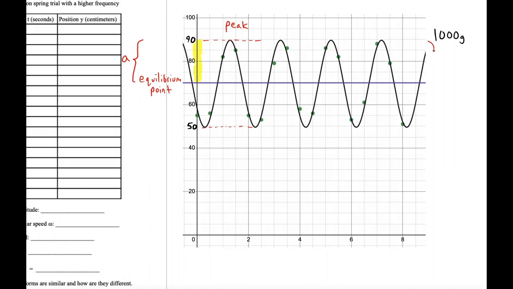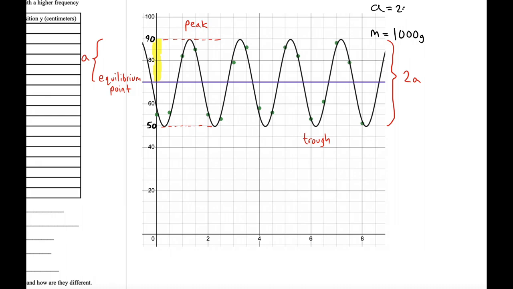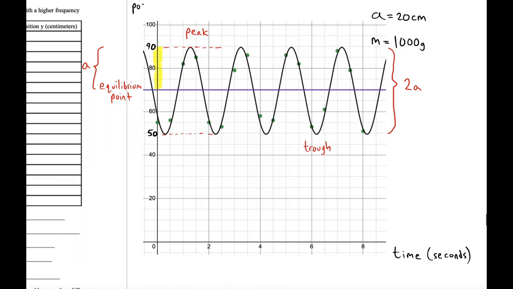You could also think of it as 1/2 of the difference between the peak and the trough. So this would be 2A then. All right, so my amplitude is about 20. Now let's see if we can find the period from the graph. So the horizontal axis of this type of graph is going to be time in seconds. And the vertical label here should be position. And I'll call it Y.